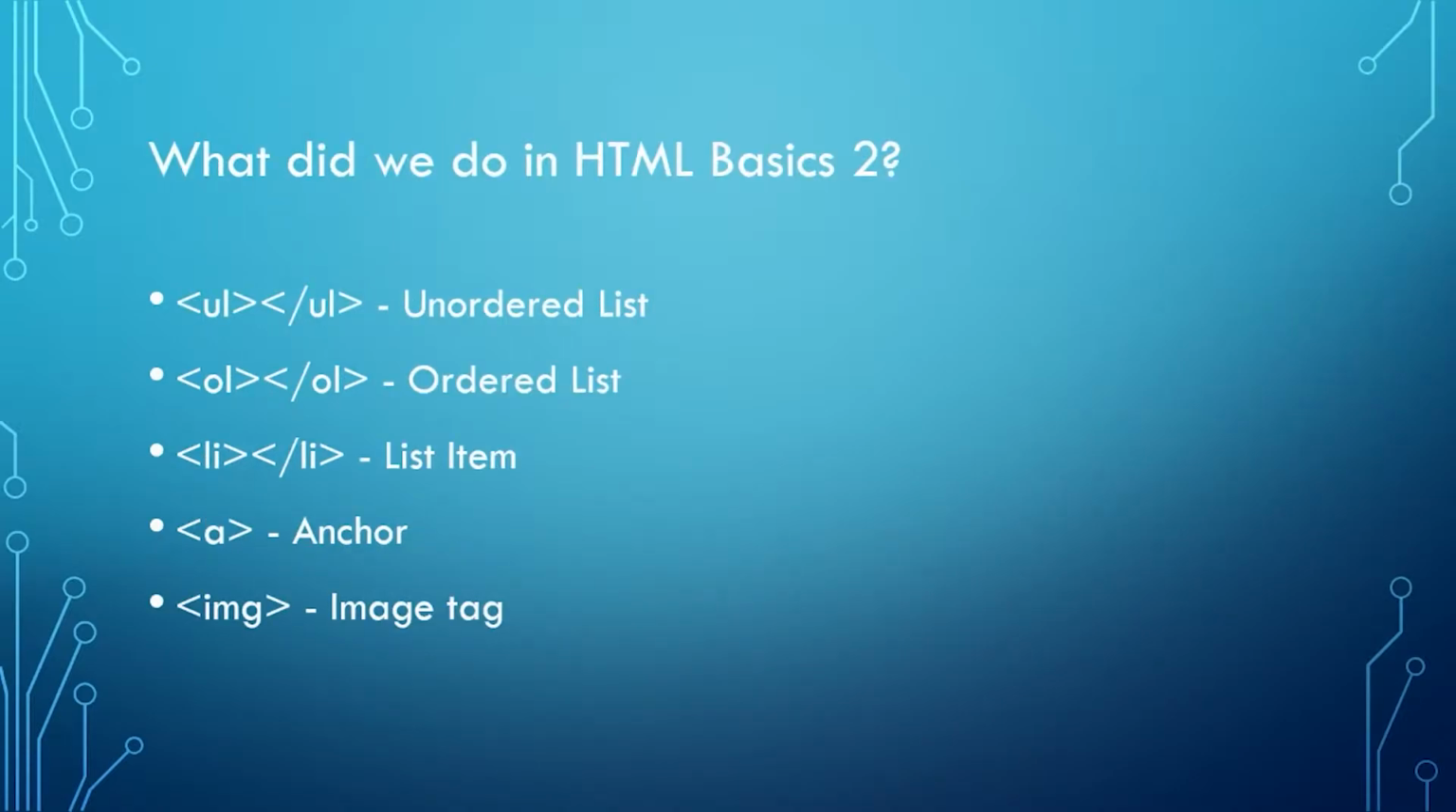And in the last video, we created lists. We created 2 different kinds of lists. We created an unordered list and an ordered list. And those use the UL tag and the OL tag. Both of them need the list item tag. The anchor tag is what we use to create links, and the image tag is what we use to upload a picture of ourselves.